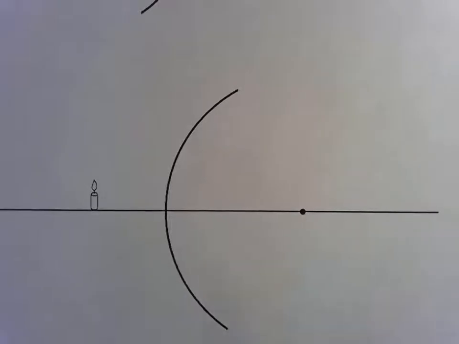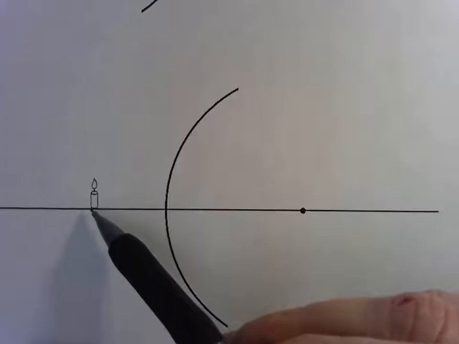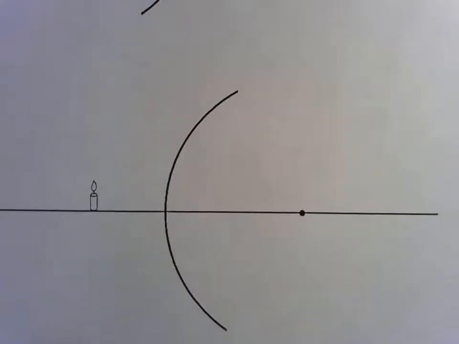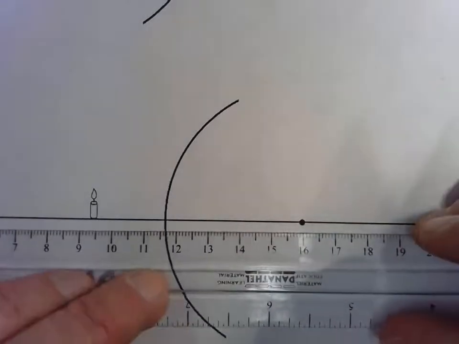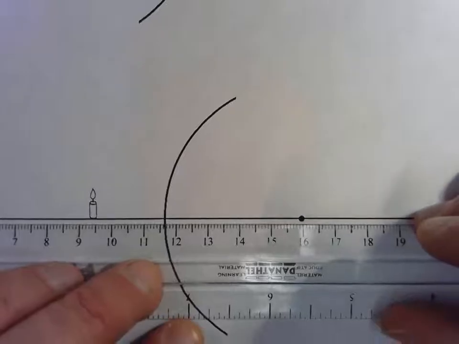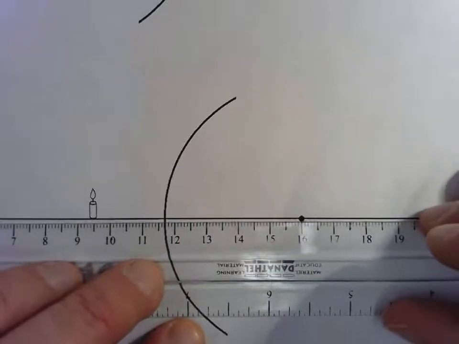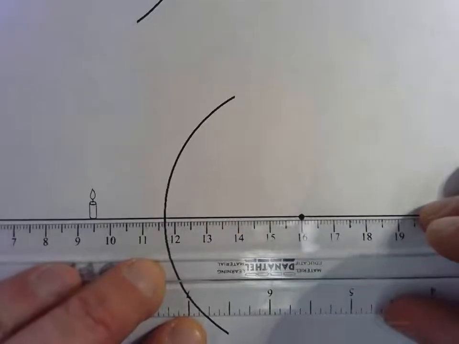Okay, so normally I'll ask you to find the image using two ray diagrams, but I'll do all three of the easy ray diagrams to find my image, just so that we see all three of them here. So as before, the first thing we have to do is determine our focal point, which is again half the distance from the center.